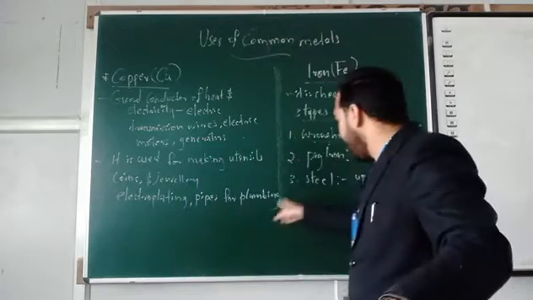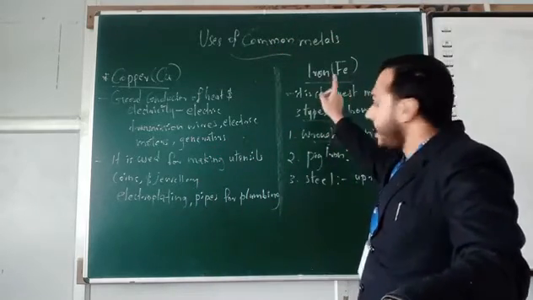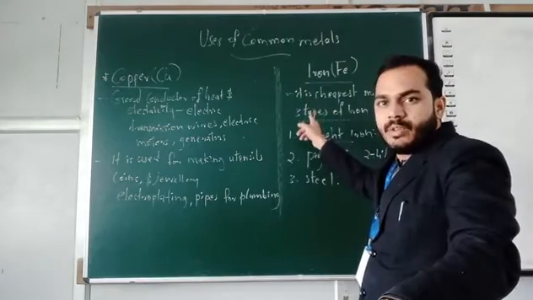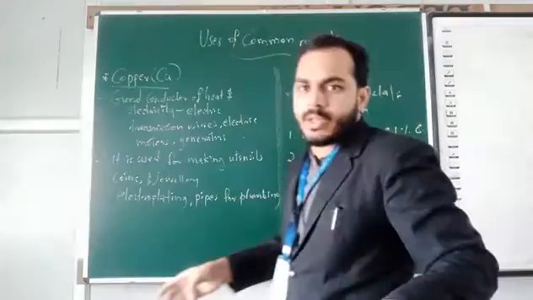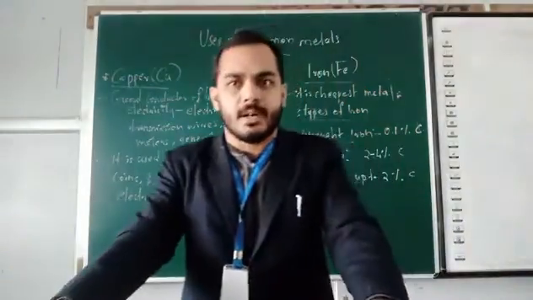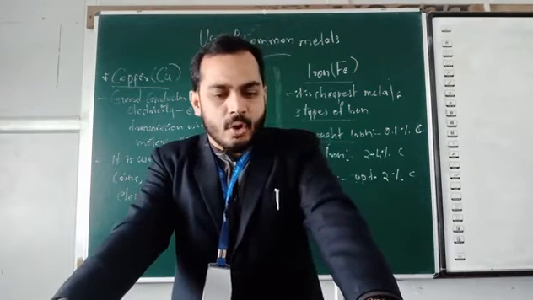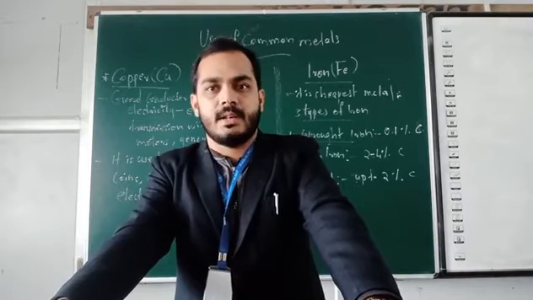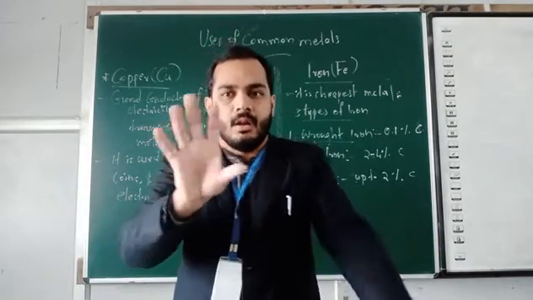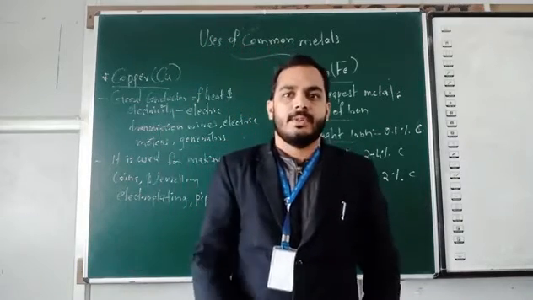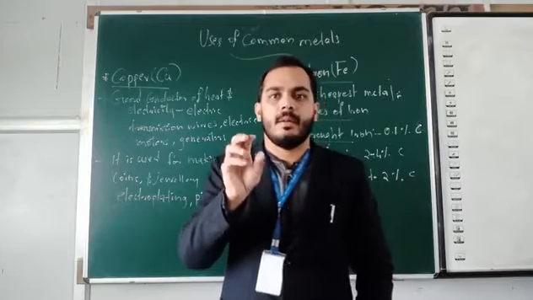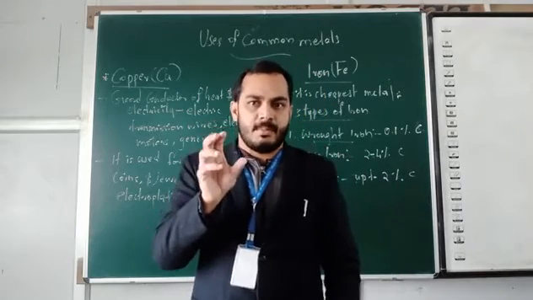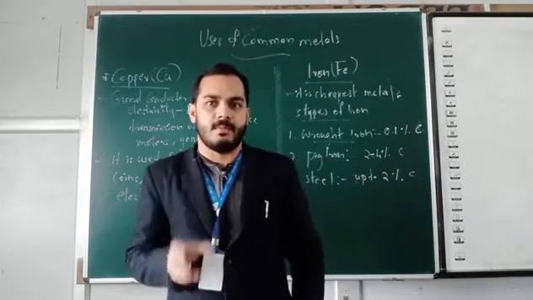Iron means steel. Okay. So once again, iron is the cheapest metal, and this iron is classified into three categories according to their carbon content. The first one, wrought iron; second one, pig iron; third one, steel. These are the main types of iron, based on the amount of carbon.